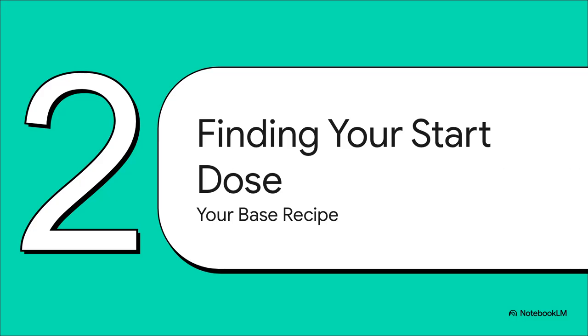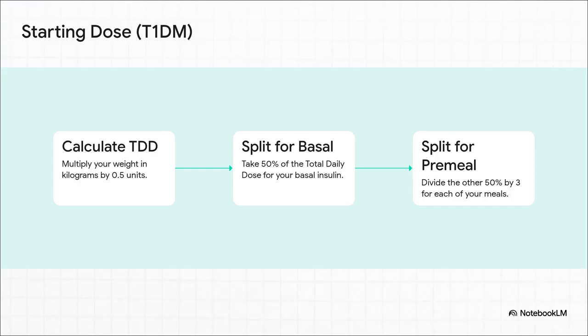Okay, so we've got our two main ingredients. But how do doctors figure out where to even start? You might be wondering, is it just a guess? Absolutely not. There's actually a pretty straightforward, evidence-based formula they use to figure out a safe and effective starting recipe for you. For a lot of folks with type 1 diabetes, it usually boils down to this simple three-step process.